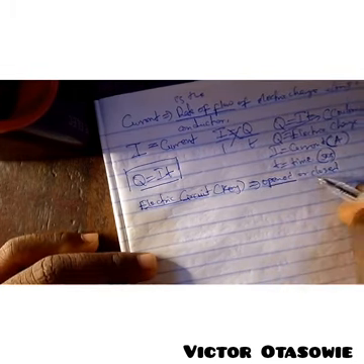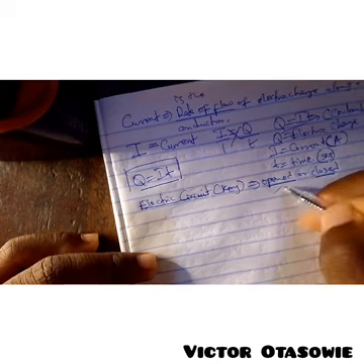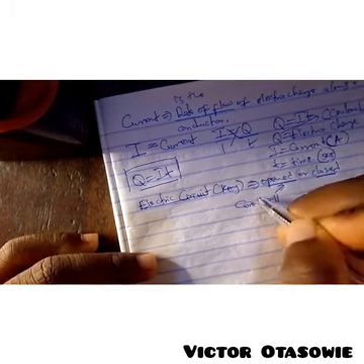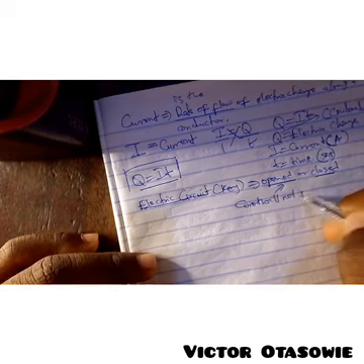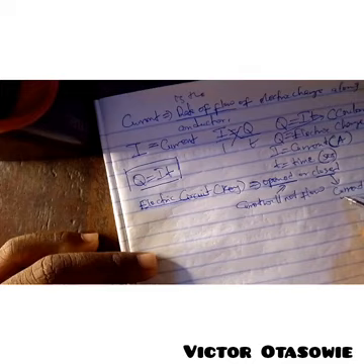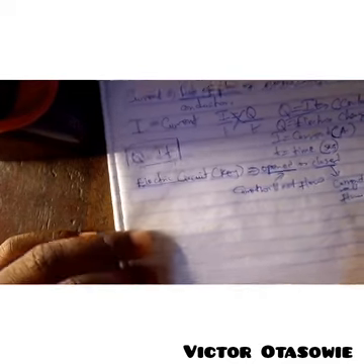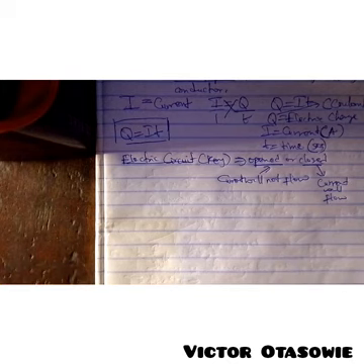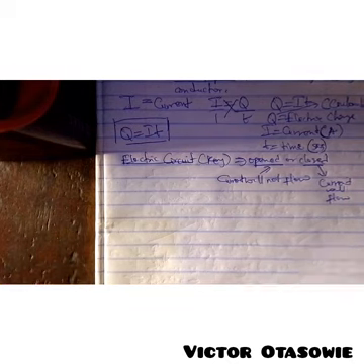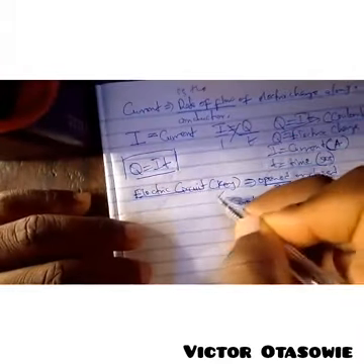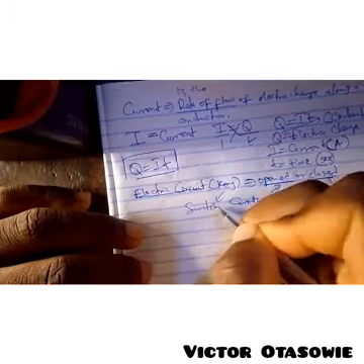Now, if a key is open, current will not flow. But when the key is closed, current will flow. So you can have the key open, you can have the key closed. When the key is closed, current will flow. But when the key is open, current will not flow. So it means that the key can also act as a switch.